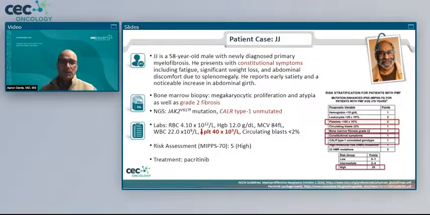So this changes two things. Of course, it changes the risk by the MIPSS score. So we can see here that platelets less than 100,000 gets us 2 extra points, thus bumping him up into the high risk category. But two, if we look at the prescribing information for ruxolitinib, there is no guidance on how to dose ruxolitinib when platelets are less than 50,000. And there is a label indication now to use pacritinib, as well as endorsement from guidelines.